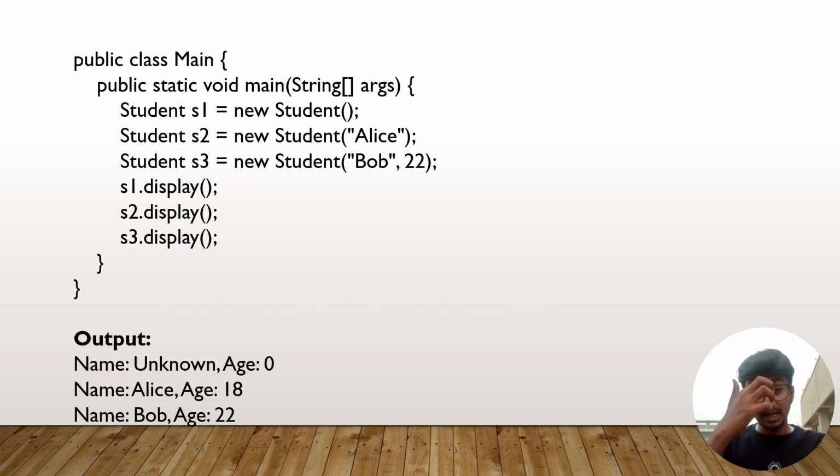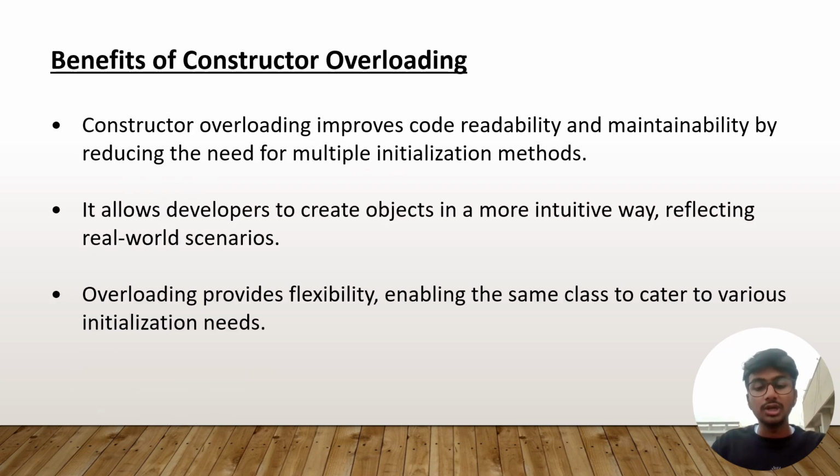Next, again using the class named Main, the main class, where we display our Student s1, s2, and s3 details. In the first, we have used the default, so the name is Unknown. In the second, we will get Alice. In the third, we will get Bob. And in the second, the age will be the default, so the age will be 18, as we have mentioned in the code.